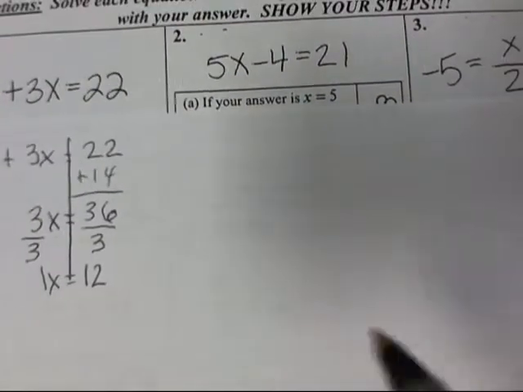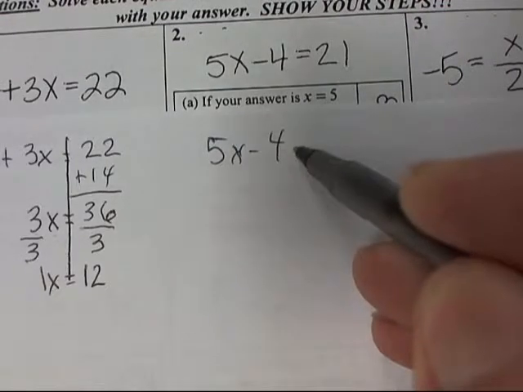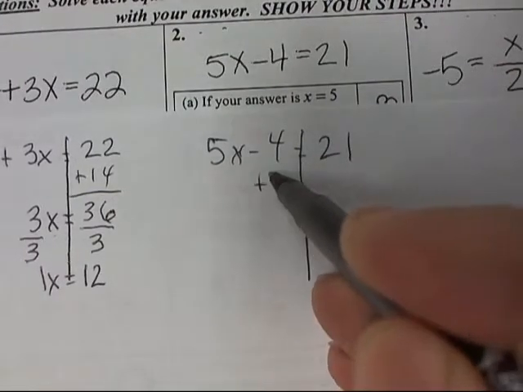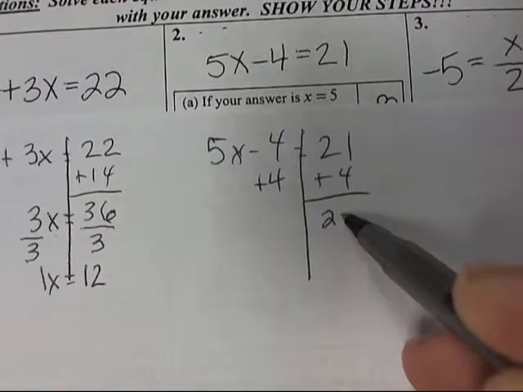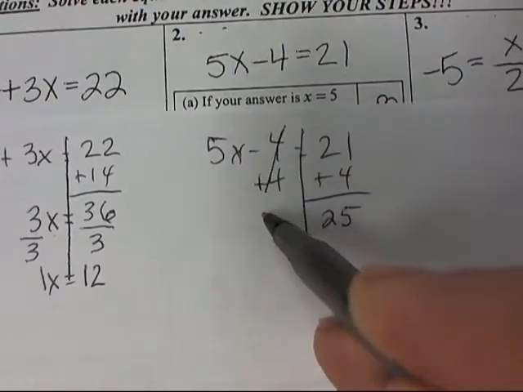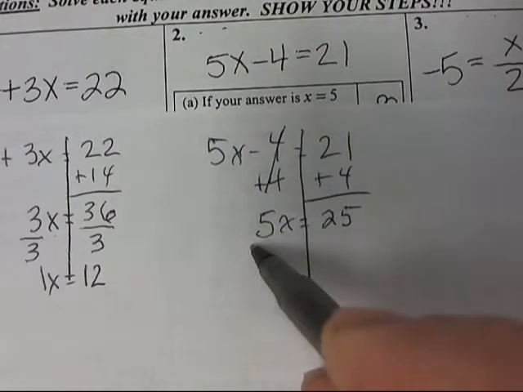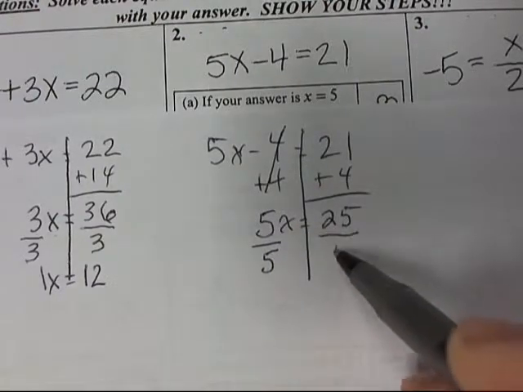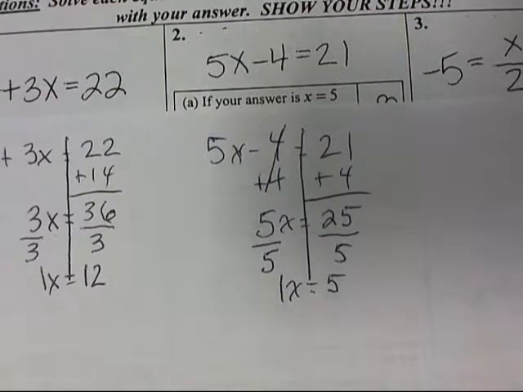Number 2, 5x minus 4 equals 21. Draw the line, add 4 to both sides to get rid of the minus 4. We're left with 25 on the right side. Minus 4 plus 4 cancels, and bring down the rest of the equation, which is 5 times x. Let's divide by 5, because the inverse of multiplying 5 times x is to divide by 5. And we're left with 1x equals 5.